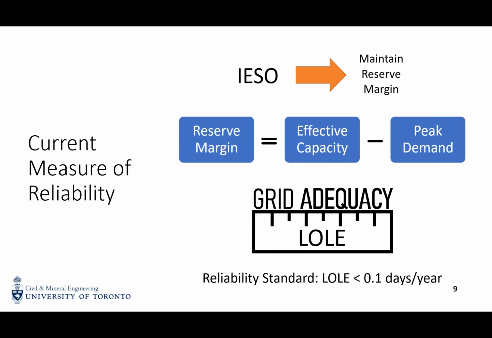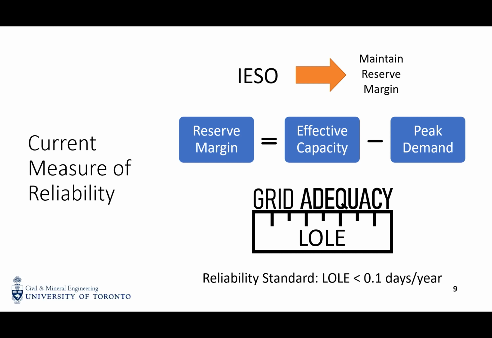The current practice for measuring the reliability of the power system falls on the Independent Electricity System Operator, or the IESO. One of their goals is to maintain an adequate reserve margin to make sure that there is always enough electricity available. Reserve margin is defined as the effective capacity minus peak demand, or in short, supply minus demand. The main way resource adequacy is measured is through the loss of load expectation, or LOLE.